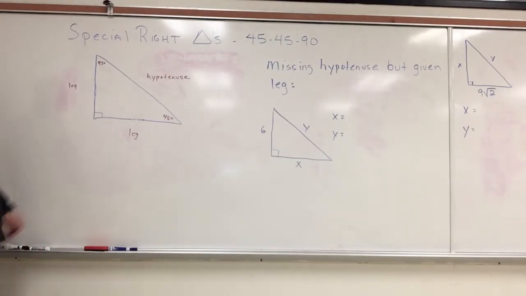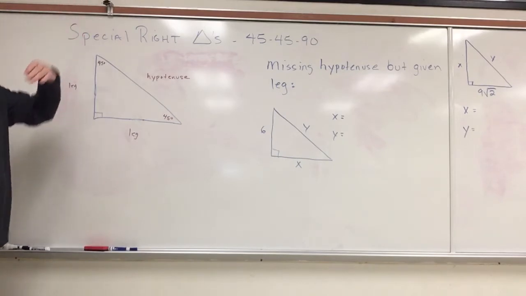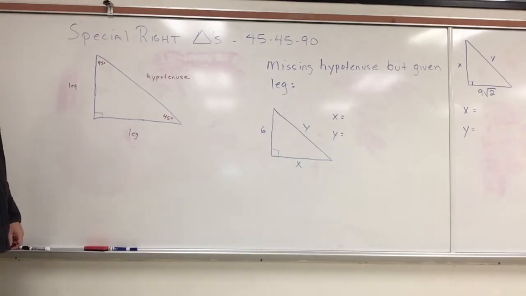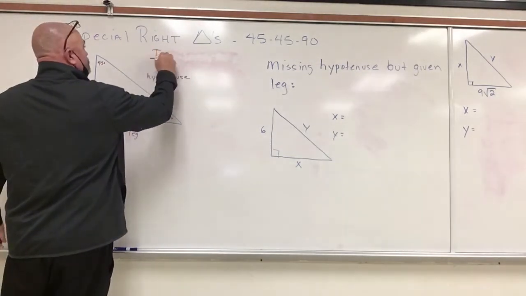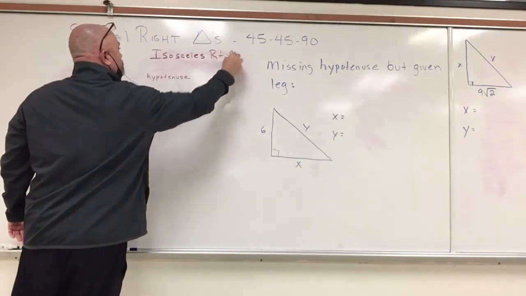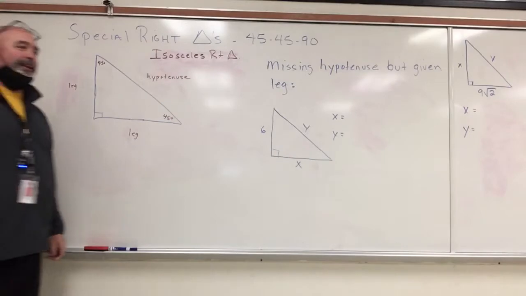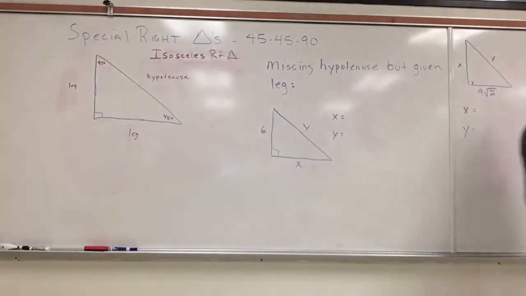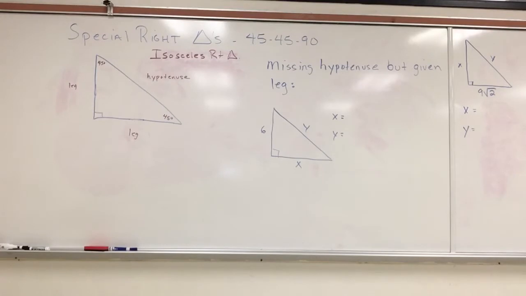Now these 45, 45, 90 degree right triangles are also known as isosceles right triangles. What do you know about isosceles triangles? What do you know about an equilateral triangle? All sides are equal, right? In a scalene triangle, no sides are equal. In an isosceles triangle, guess what? 2 sides are equal.